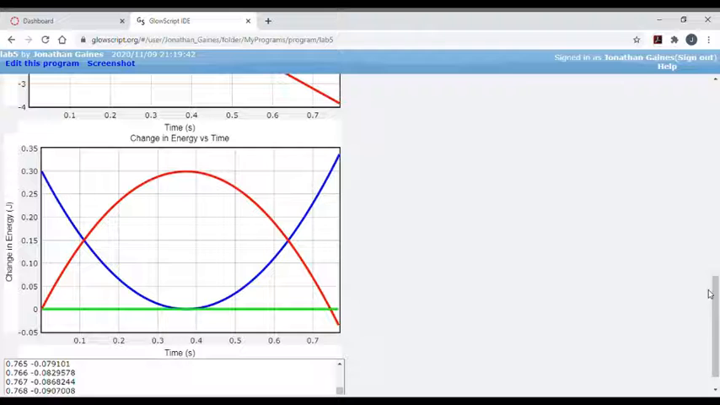Below this we have the energy graphs. The blue line represents the kinetic energy, and the red line represents the gravitational potential energy, and the green line is the total change in energy. As you can see, the kinetic energy starts out positive and the gravitational potential starts out as 0. And right here, where the ball reaches its maximum height, the gravitational potential is at the max and the kinetic energy is 0, and then as it goes back down, the kinetic energy increases and the gravitational potential decreases.